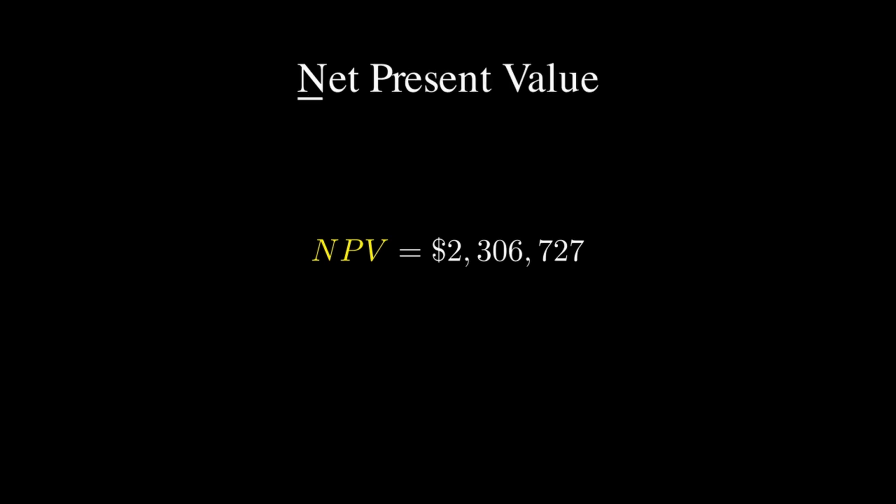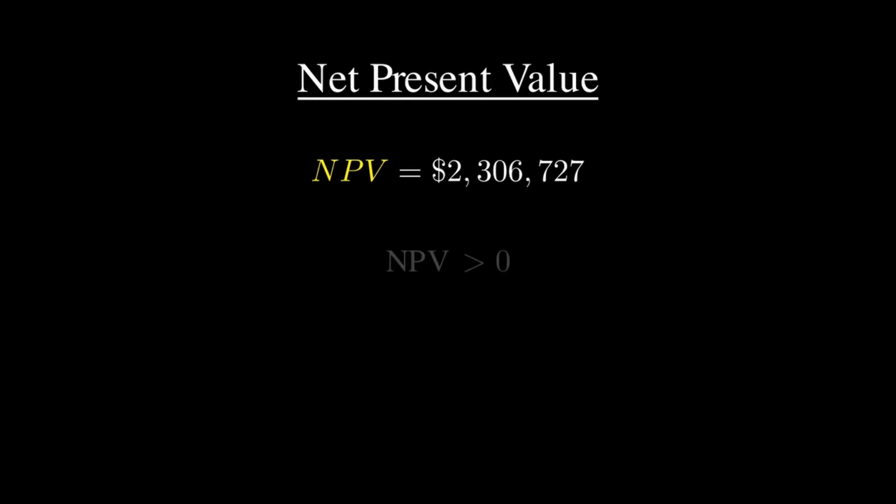$13,306,727. Finally, when we subtract the initial investment of $11 million from our discounted cash flow, we get $2,306,727. And we call this our net present value, or NPV.